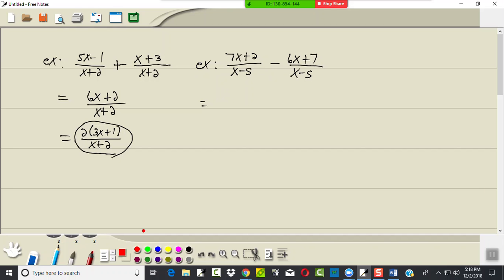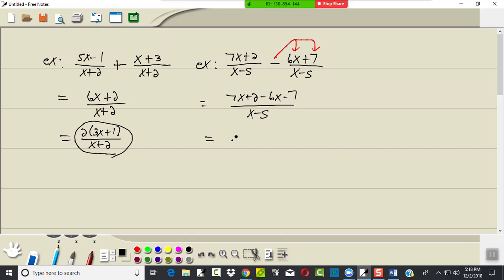Now, this one's kind of tricky. When you're doing subtraction and you got a fraction, this minus here, this negative, has to flip the sign of everything on top. So when I merge this into a single fraction, the positive 6x has to become a negative 6x. The positive 7 has to become a negative 7. And the bottom remains as is.